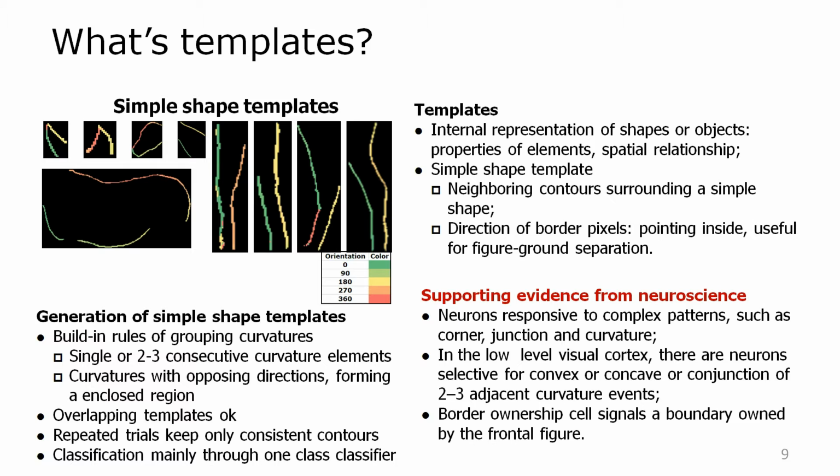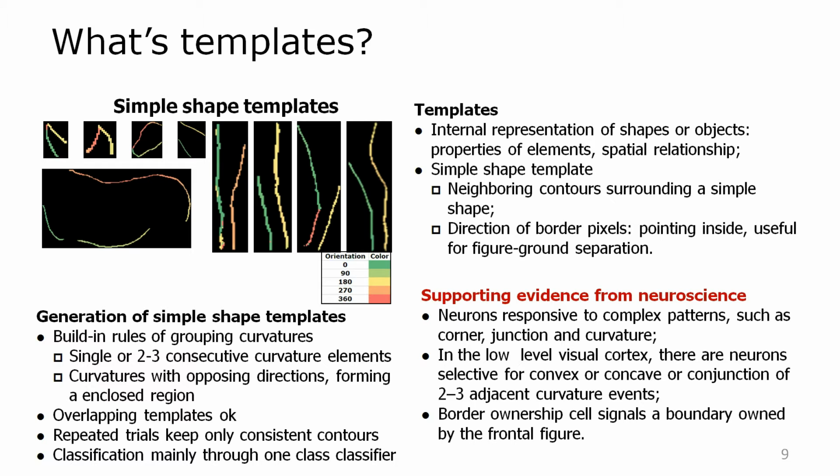Generation of templates is mostly a bottom-up process. This happens during the training phase. Let's use simple shape templates as an example. Templates are automatically generated by combining local features following a set of biologically meaningful rules. Single or consecutive adjacent curvatures tend to be grouped together.